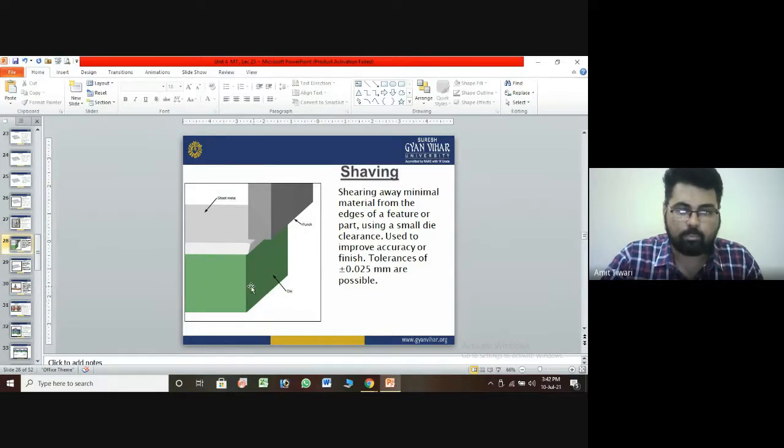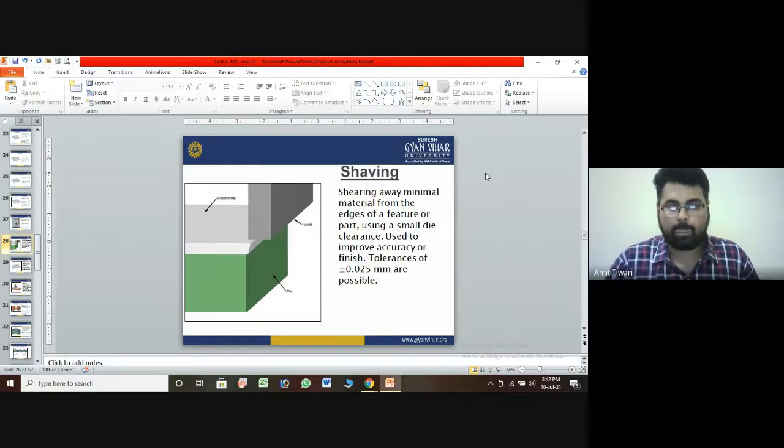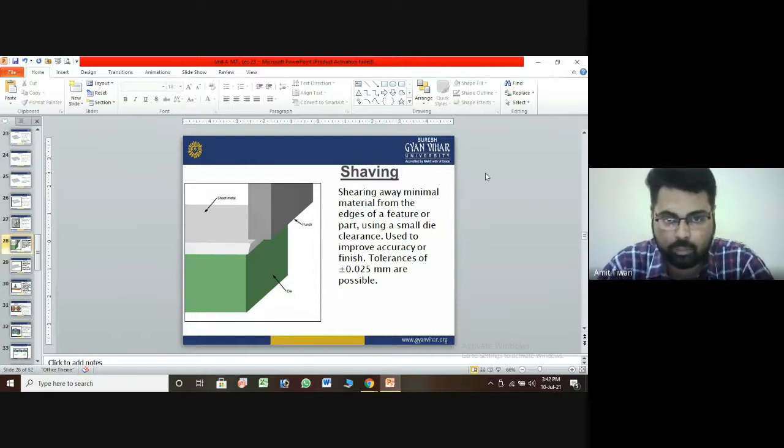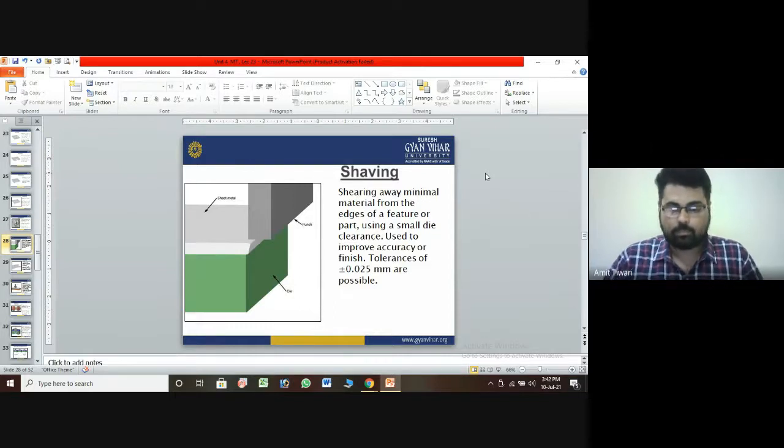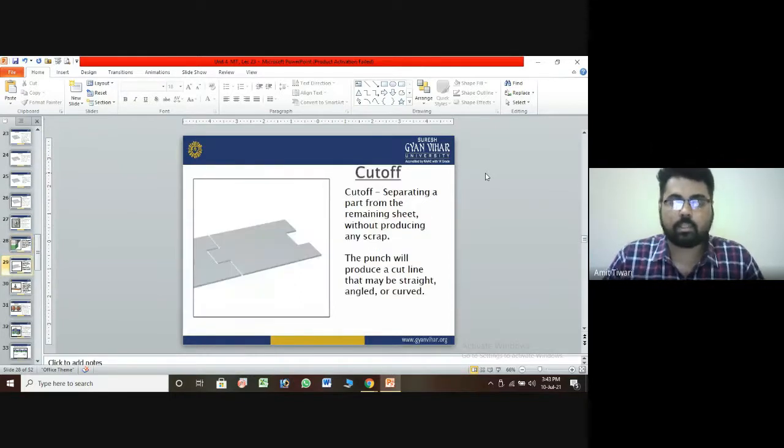So these are the types of sheet metal operation for cutting a very fine, small section of the material by applying pressure at the end of the small section of the edge. You can cut by applying pressure and form the completely fixed shape as per the requirement of the die. Next one is the cutoff.